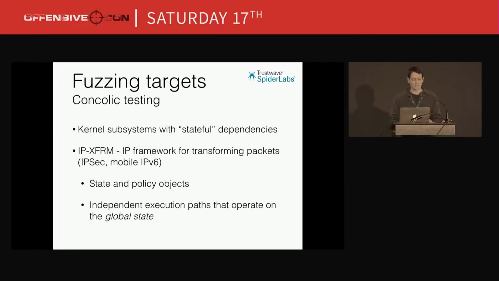For the fuzzing targets, we've had a few file system subsystems in the kernel. I've decided to go with IP XFRM, and this is essentially the IP framework for transforming packets. It's used for IPsec implementations for encoding the payloads of packets, and it's also used for compression in mobile IPv6. And it's got states and policy objects, and there are functions that operate on those state and policy objects. And this was just a perfect candidate to verify the Concolic execution engine.